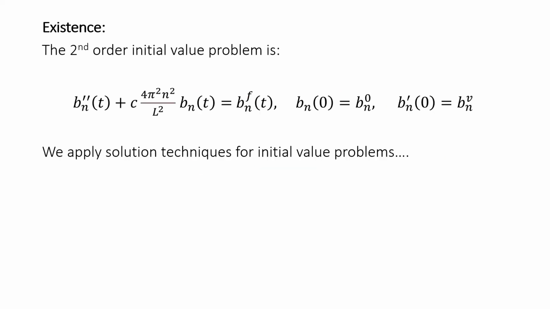To summarize, the second order ordinary differential equation, together with the initial values, has the following form: bn''(t) plus c 4π²n²/L² times bn(t) equals bfn(t), with initial conditions bn(0) equals b0n and bn'(0) equals bvn. So we have this second order initial value problem, and in order to solve it, we can apply any solution technique for such initial value problems. For example, the Laplace transform.